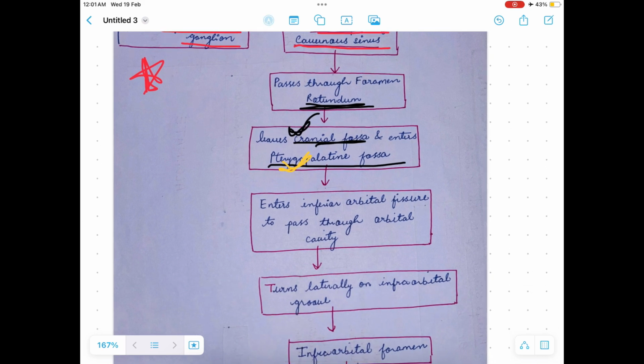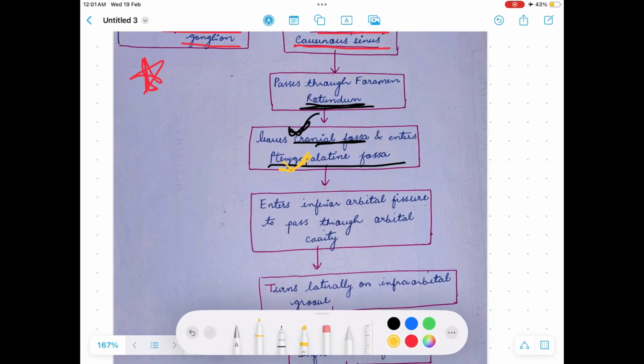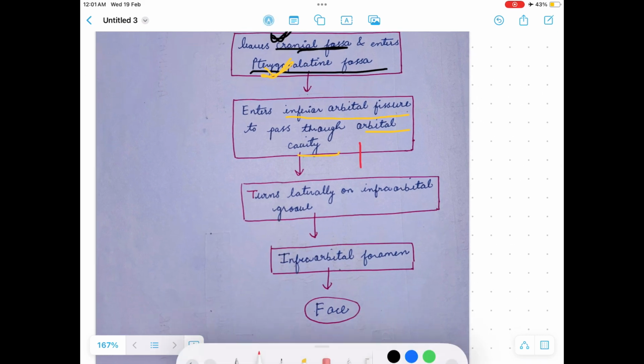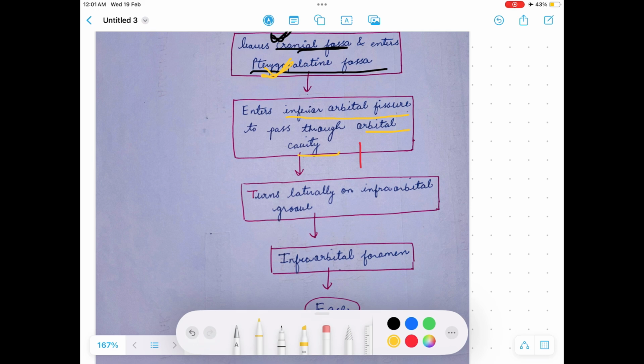After entering the pterygopalatine fossa, it enters the inferior orbital fissure to pass through the orbital cavity. Then after passing through the orbital cavity, it turns laterally on the infraorbital groove.